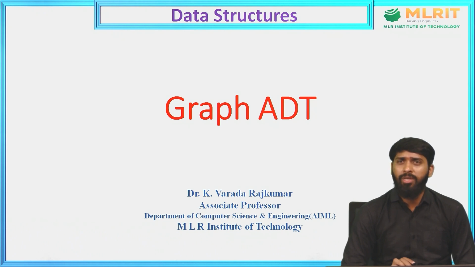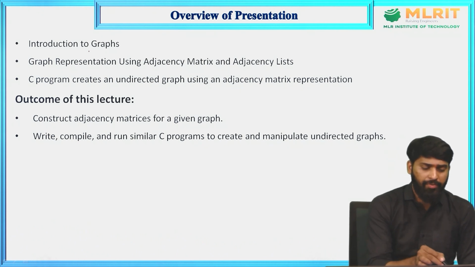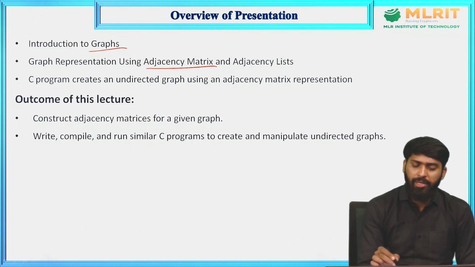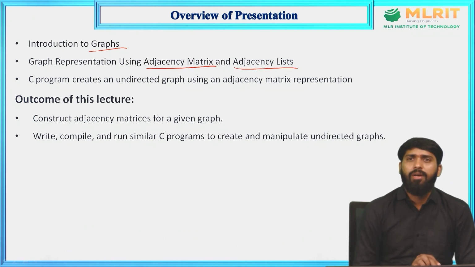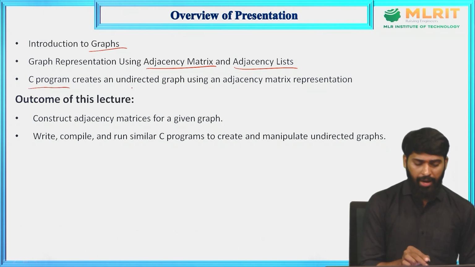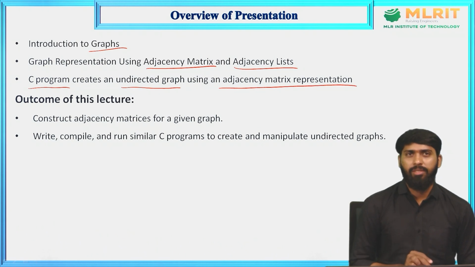In our previous two classes, we learned what a graph is and how to represent a graph using an adjacency matrix and adjacency list. In this class, we will see graph as ADT. In this session, we see the definition of graph and graph representation using adjacency matrix and adjacency lists, and finally we see a C program that creates an undirected graph using an adjacency matrix representation.